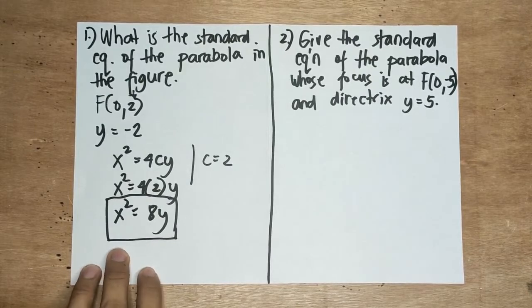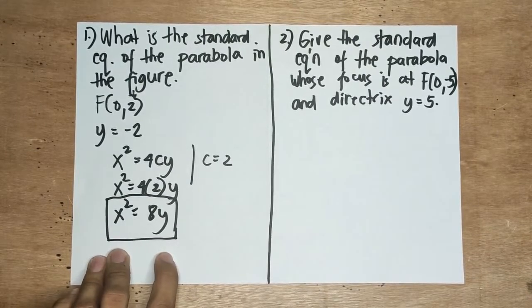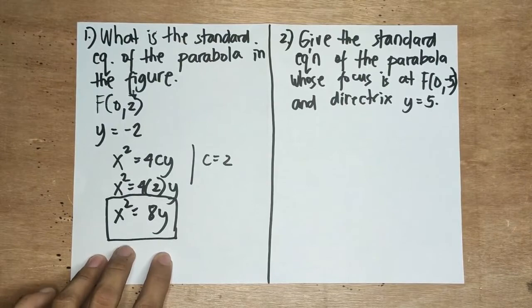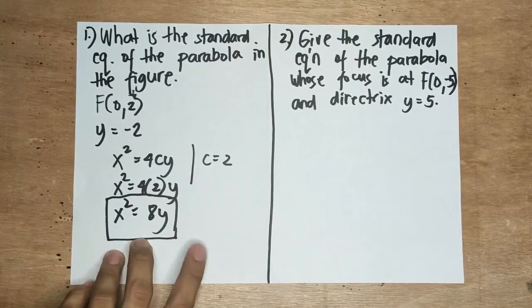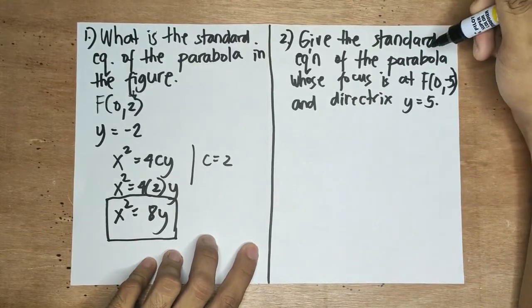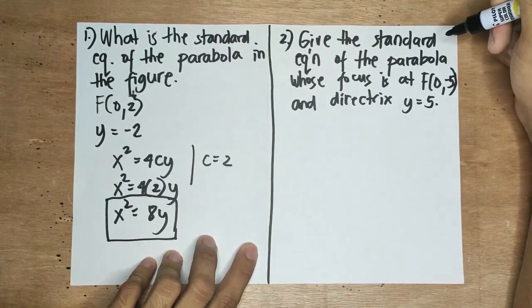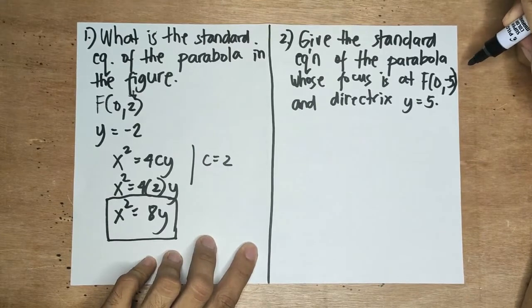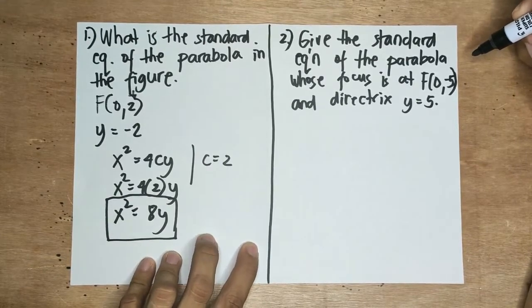So, this is the standard equation of the parabola. Take note, si c palagi ay positive kasi it is a distance, a measure of distance. Ang distance ay hindi pwedeng mag-negative. Okay? Second example, give the standard equation of the parabola whose focus is at point 0, negative 5 and the directrix is at line y is equal to 5.